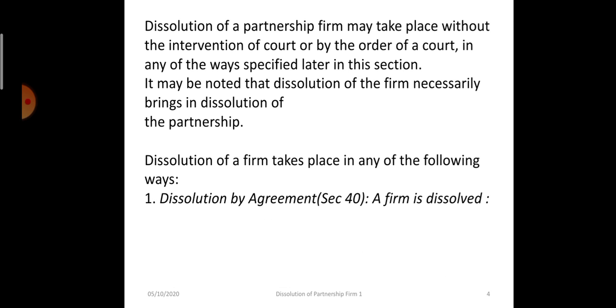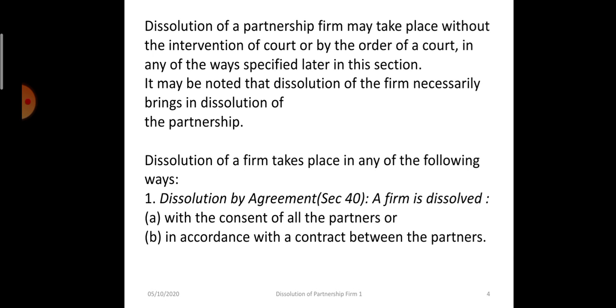Now dissolution of the firm may take place, first one, dissolution by agreement, mutual agreement. The firm may be dissolved with the mutual agreement of partners, with the consent of all the partners, or if they had decided about the dissolution of the partnership firm under their deed, then according to that contract it will lead to dissolution.